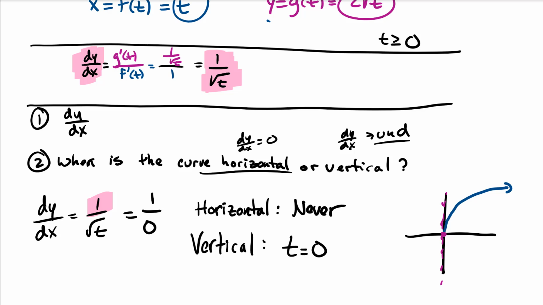So right there, when the denominator is equal to 0, you can think of a vertical line being created. When the numerator is equal to 0, you can think of it being horizontal.